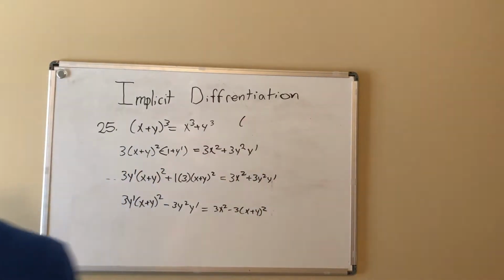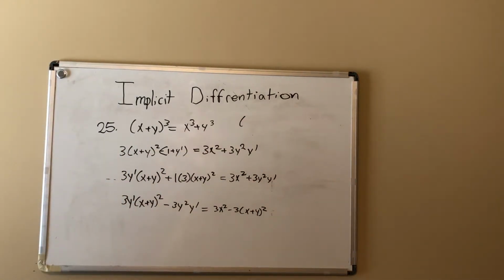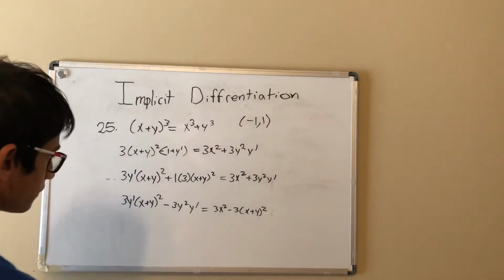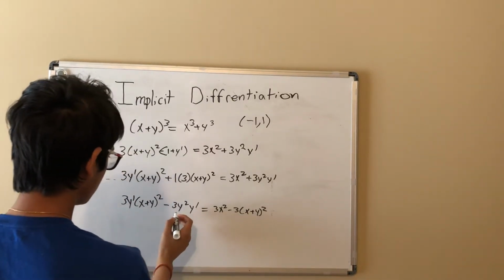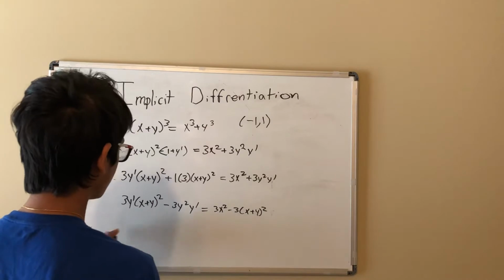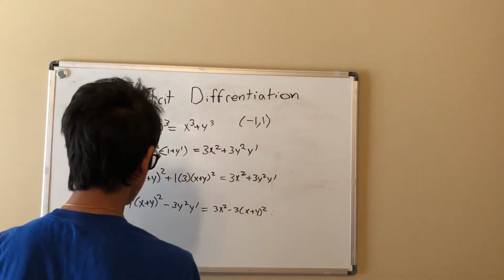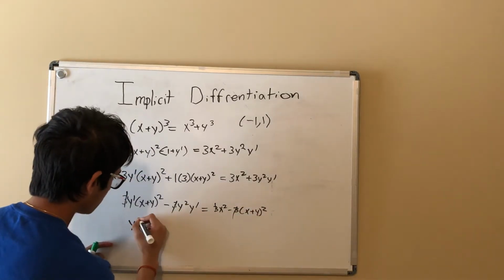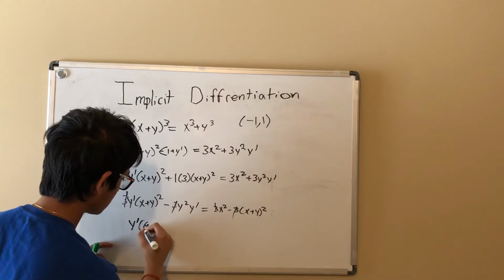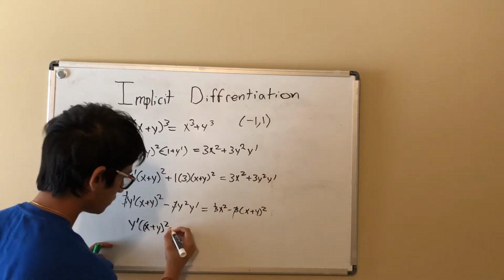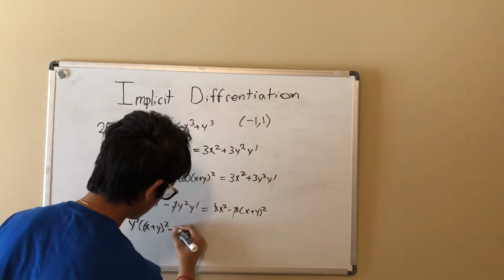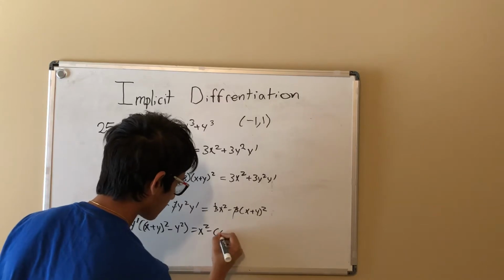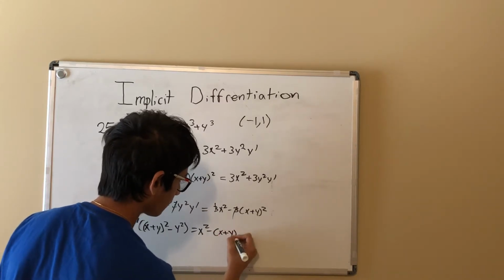Oh yeah, I forgot to write down at what point. The point is (-1, 1). Right? So from here, you can factor out y prime from both sides. All the 3's would cancel. This is the same as y prime times ((x plus y) squared minus y squared) equals x squared minus (x plus y) squared.